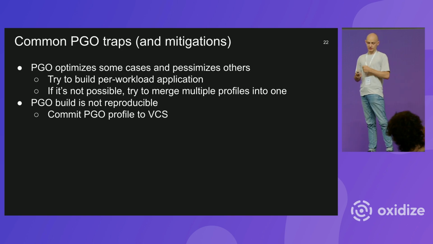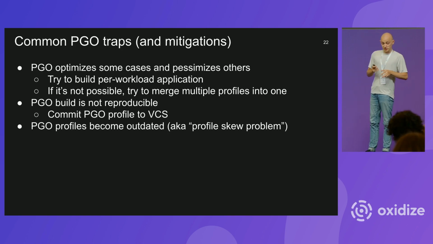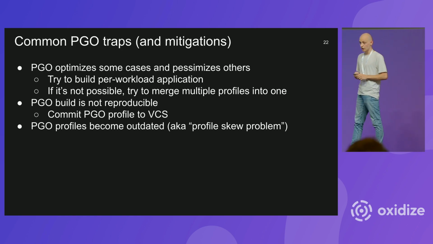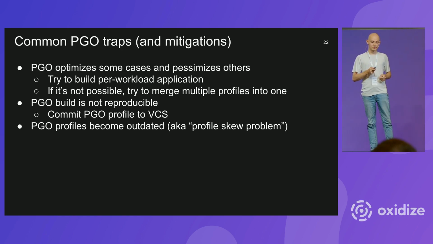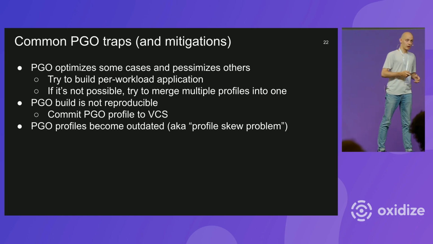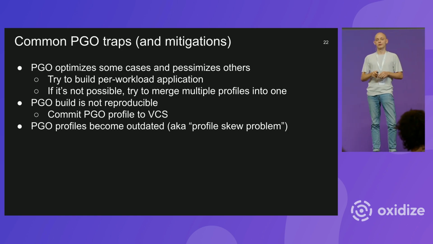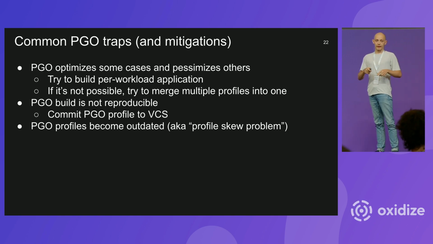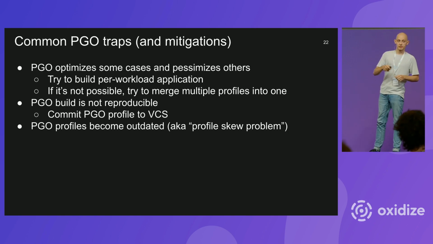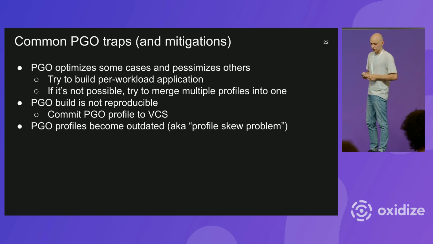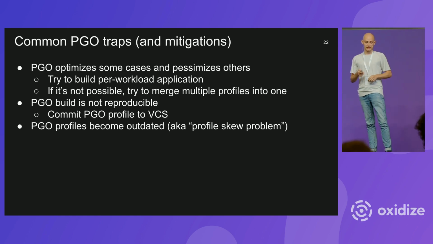But I will discuss it after the talk. I will be happy to do it. But if you save PGO profile to a VCS, you will get another problem that is called profile skew problem. What is it? When you save a PGO profile, your application is not static. Some code is changed, new code is added, and so on, and this new code is not covered by your gathered runtime statistics. And so it will not be PGO optimized.